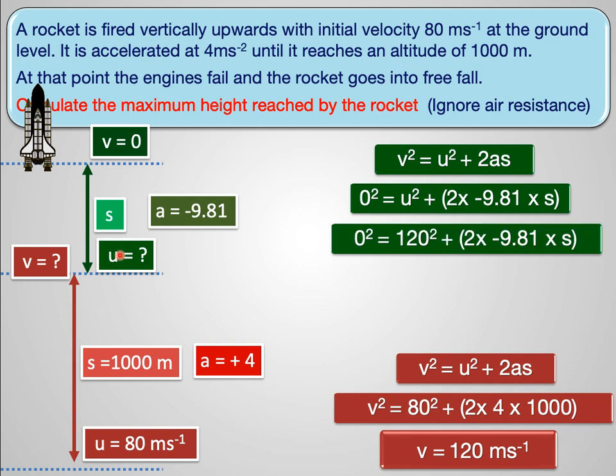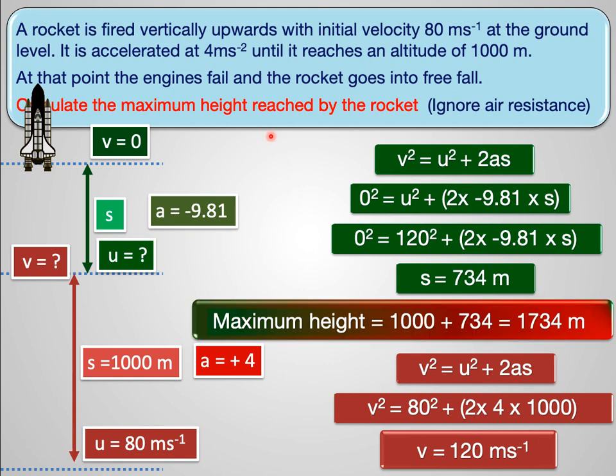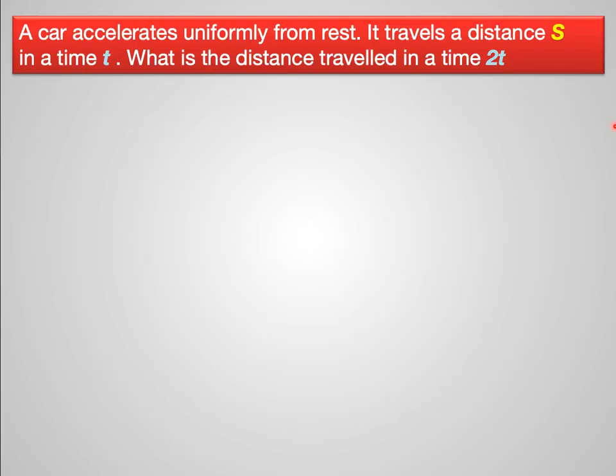I'm substituting 120 there, but remember minus 9.81. Now the acceleration is different. The Earth is pulling now downwards. So I got 734 meter. Remember that's only after the engine failed. The question says to find the maximum height, means it should include from the beginning. So I'm adding the initial 1000 plus after engine failed, it traveled 734.